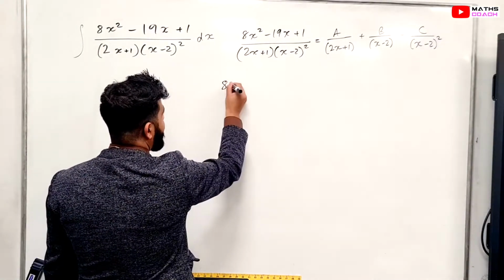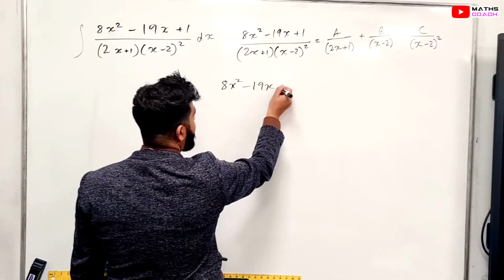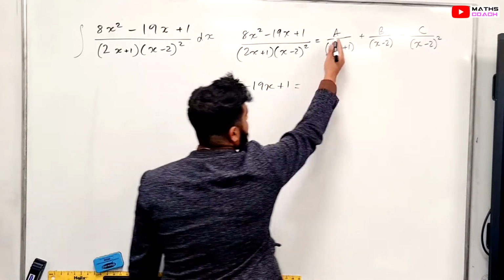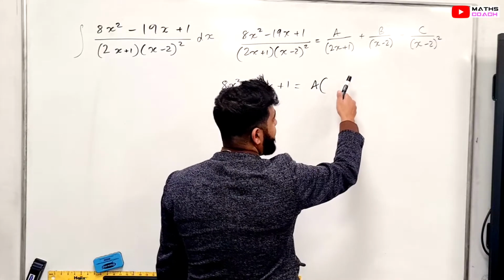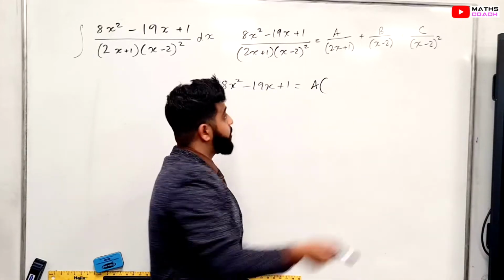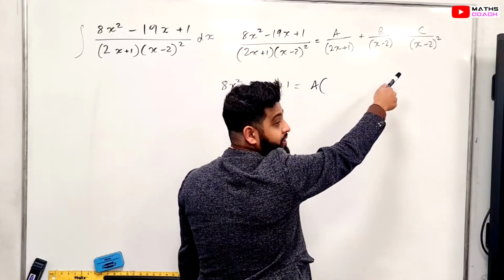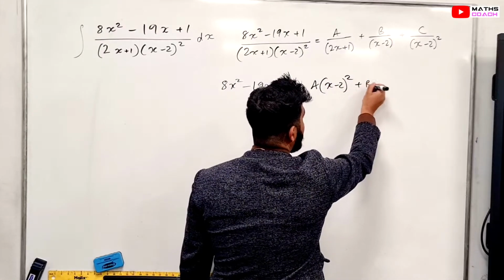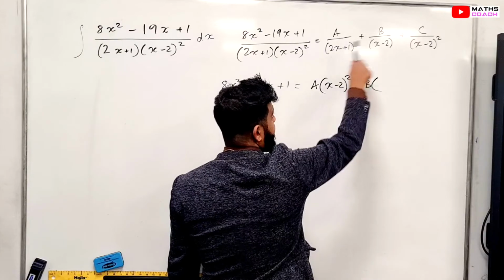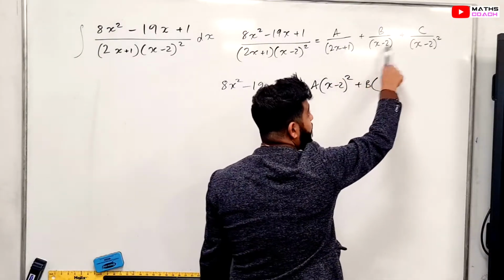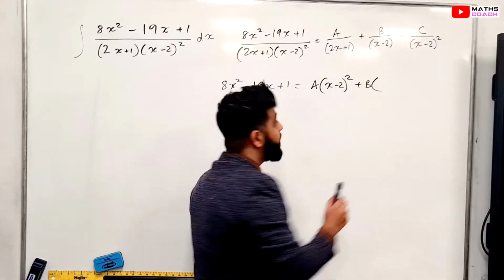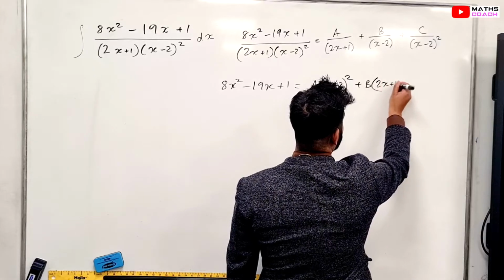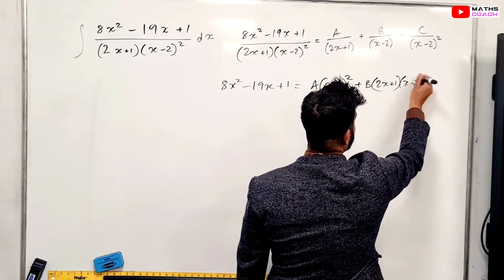So we have 8x squared minus 19x plus 1, and that's going to be a. Now, what bracket does a need? It's got that, so it needs x minus 2 squared. Very good. And b, it's got one of those. It needs one of this and another one of those to make the x squared, yeah? So it will be 2x plus 1 and x minus 2.